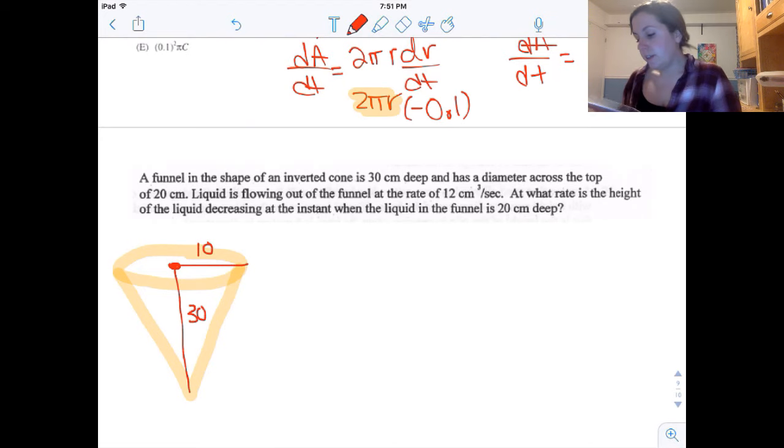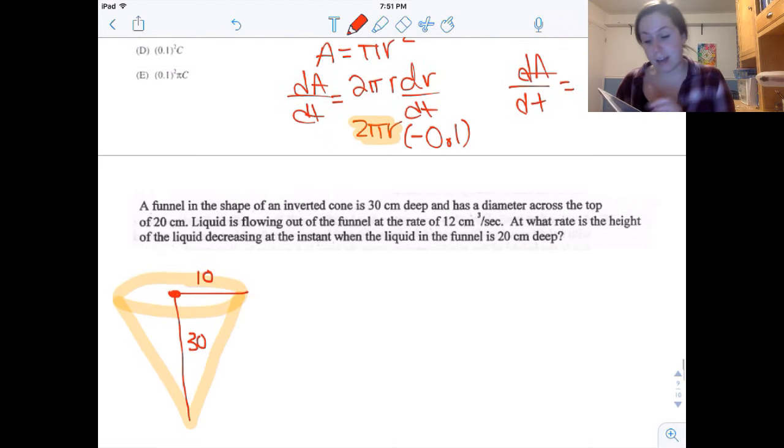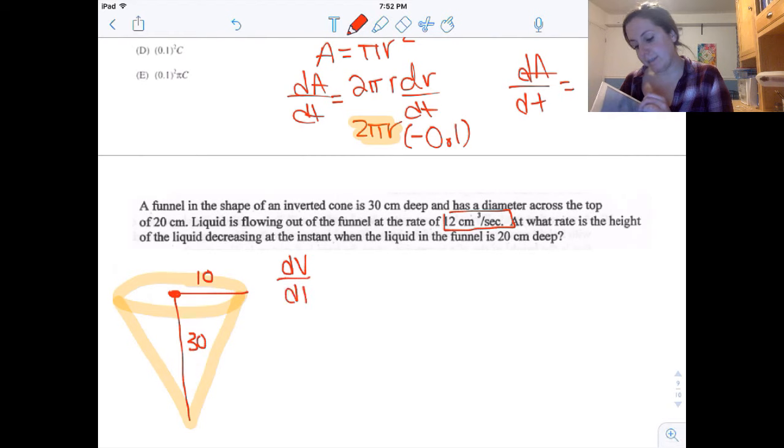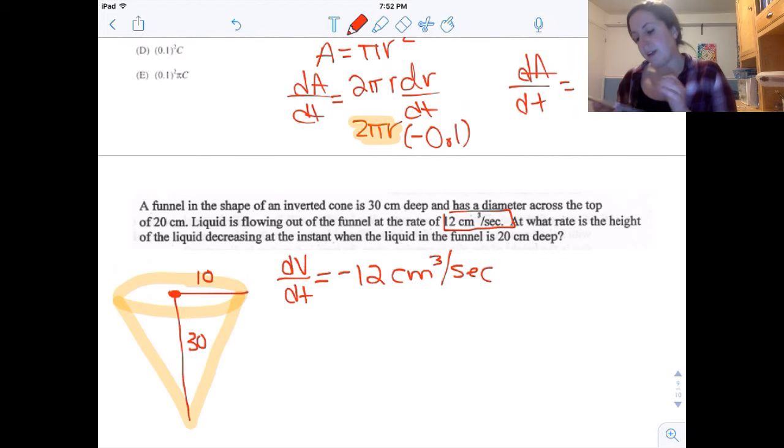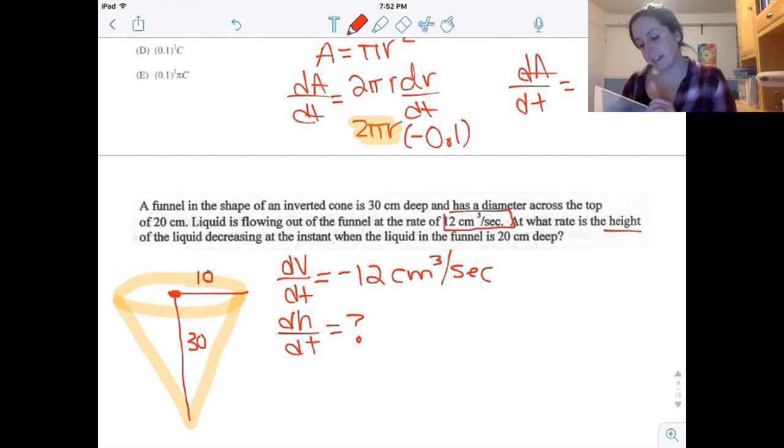Liquid is flowing out of the funnel at a rate of 12 centimeters cubed per second. Because I see those units, centimeters cubed, I know that that is dV/dt. And volume is decreasing, so that's negative 12. At what rate is the height decreasing? So dh/dt, at the instant when h is 20.